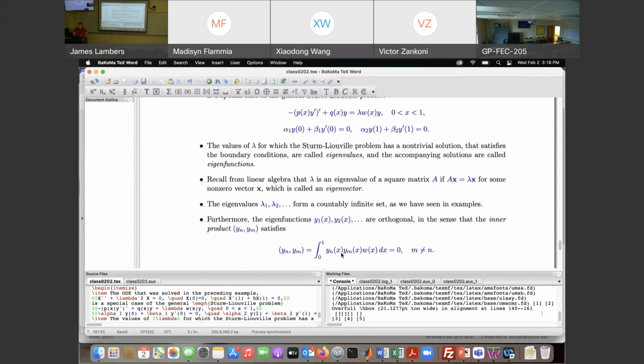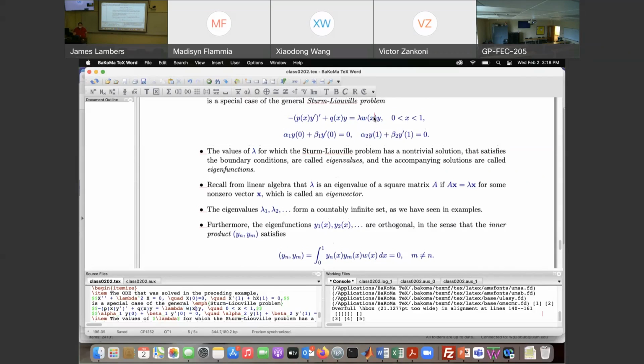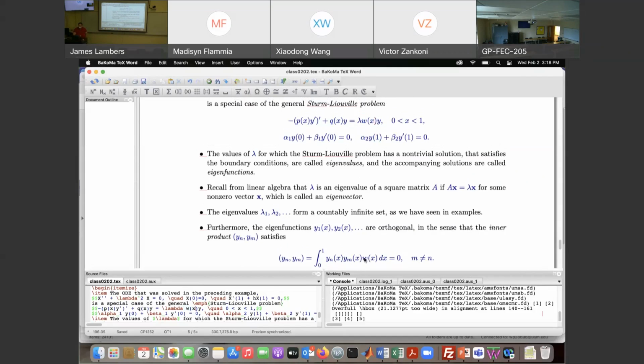How do I define it? You multiply the functions together, and then if your original boundary value problem has a weight function on the right side, then that weight function is incorporated in here. And if the integral turns out to be 0, the functions are orthogonal. So you have your eigenvalues, lambda 1, lambda 2, etc., and then you have your solutions, y1, y2, and so on. The inner product of any two of these with different indices is going to be 0. So that's something you can take to the bank. That always happens for problems of this form.